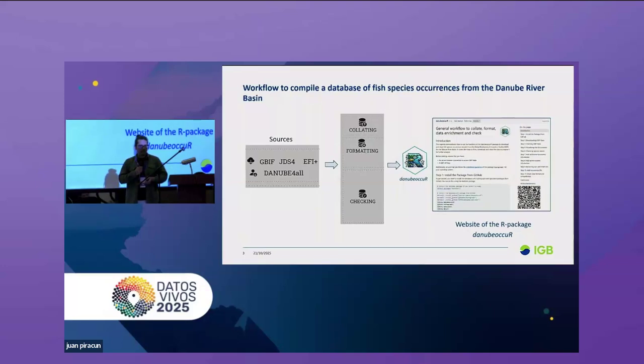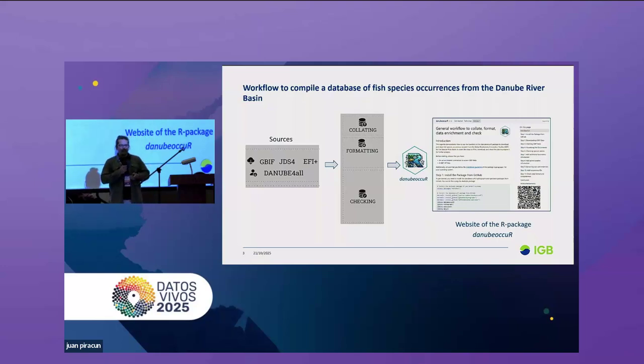So we collected the fish occurrences from different sources. 80% of all occurrences came from partner organizations of the Danube for All project across the whole basin, but we also took information from the Joint Danube Surveys, which are surveys conducted periodically in the Danube River Basin, at least 4 at this moment. Also, we took information from the European Freshwater Index and integrated information from GBIF.